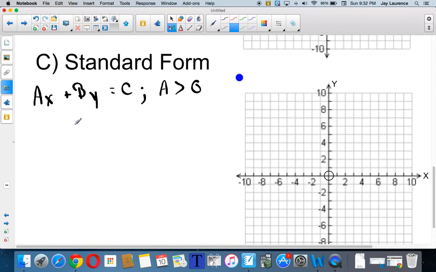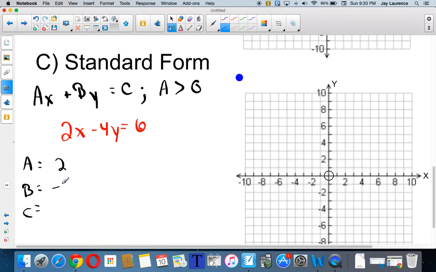So I'm going to do two problems. I'll actually do them on the same graph. So let's say I have 2x minus 4y equals, I don't know, 6. Okay. Now, the first thing I want to do is I want to identify A, B, and C. So in this one, it's A, B, C.